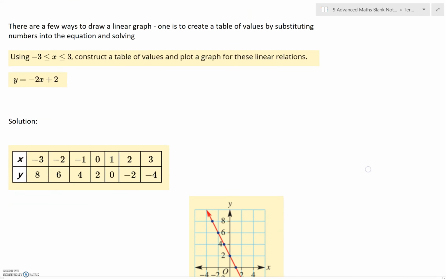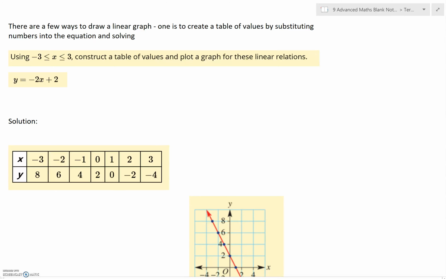So let's look at this little example. Using -3 ≤ x ≤ 3, construct a table of values and plot a graph for these linear relations. And the graph, or the line we're going to plot, is y = -2x + 2.